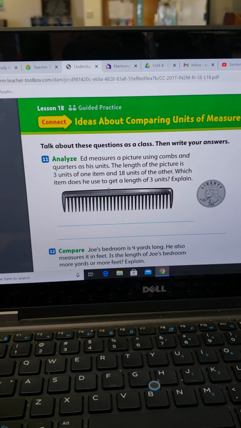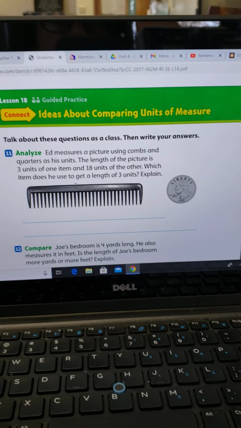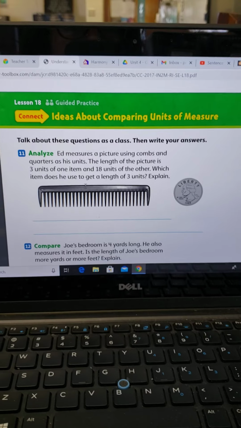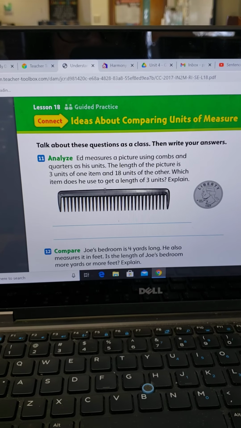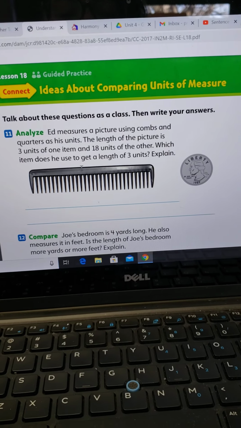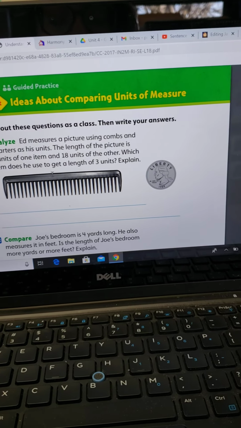All right, this lesson we are going to talk about ideas about comparing units of measure. That's what we've been practicing all week long, is learning about those different units of measurement. So before we get started, just like we have the last couple of days, let's go ahead and do some review on what those units are.